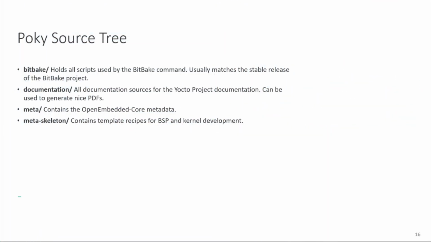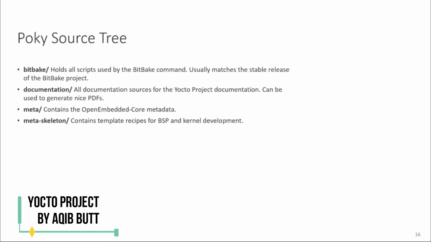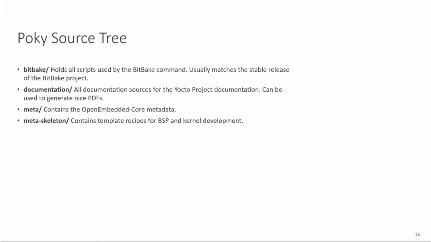First, the Bitbake folder holds all the scripts used by the Bitbake command. It usually matches the stable release of the Bitbake project. The Documentation folder contains all the documentation sources for the Yocto project. It can be used to generate PDFs. The Meta folder contains the Open Embedded Core metadata. And the Meta Skeleton folder contains template recipes for BSP and kernel development.